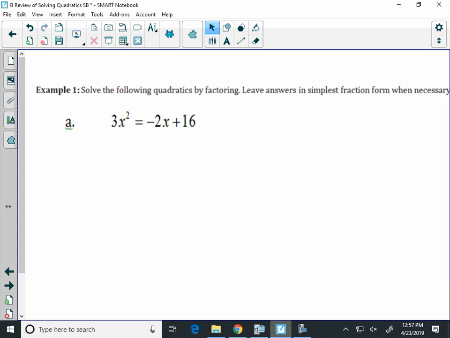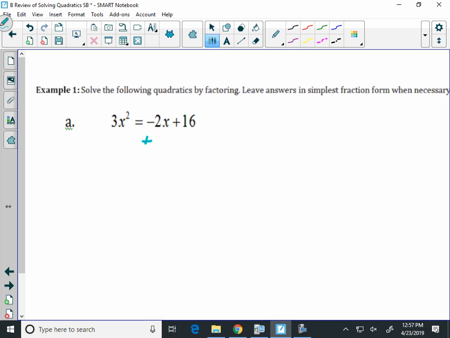So in this first example, we are going to solve the following quadratics by factoring. And you have to remember, when factoring, your quadratic has to equal 0. And I find it easiest to make sure you keep your x squared positive. So I'm going to leave that 3x squared there, even though it would be less work to move it over, it's going to make the problem more difficult. So you want to move everything else over to be with the x squared.